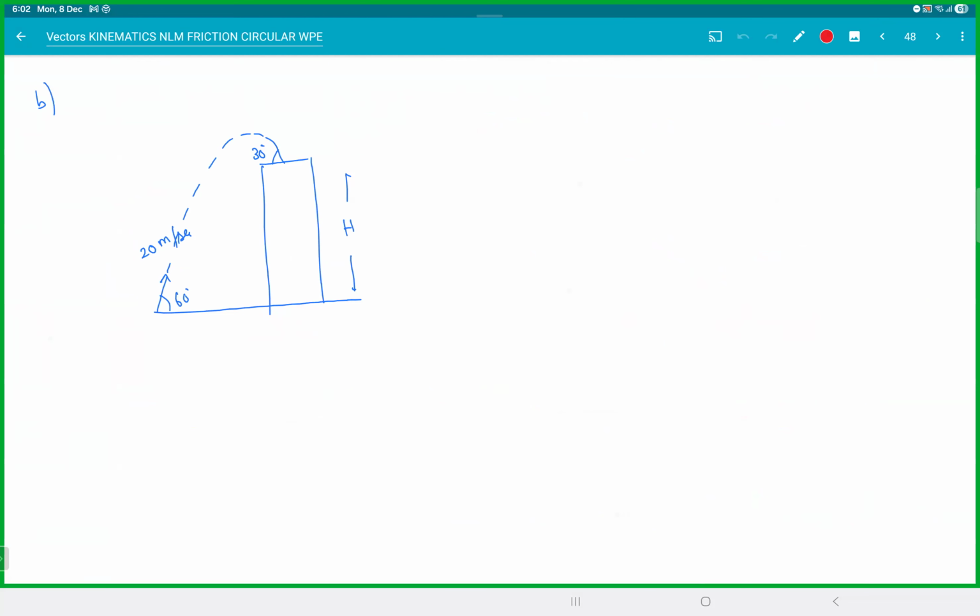Come on, everyone. Let's start off with this. Find the height of the building.